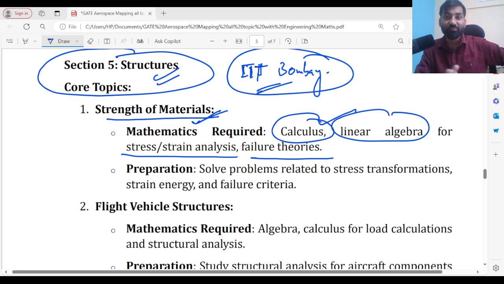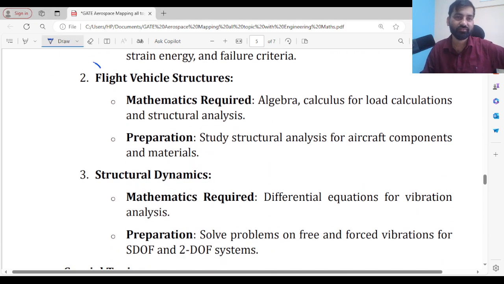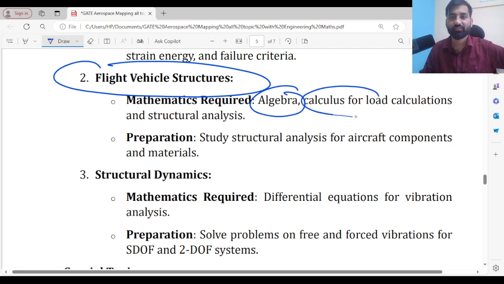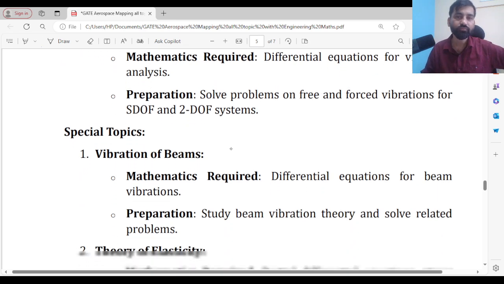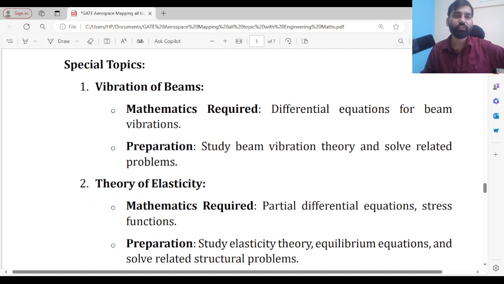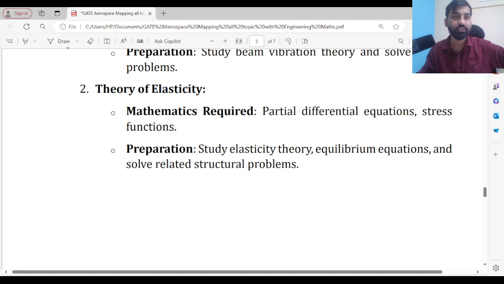As I told you, many teachers also struggle whenever they teach this topic. If any mathematical concept comes into the picture, they will certainly struggle, right? But in my team, nobody is struggling. That is for sure. Next is flight vehicle structures. For mathematics, you can go through structure, dynamics, differential equation. Remember. And if I talk about special topics like vibration of beams, differential equation, theory of elasticity.